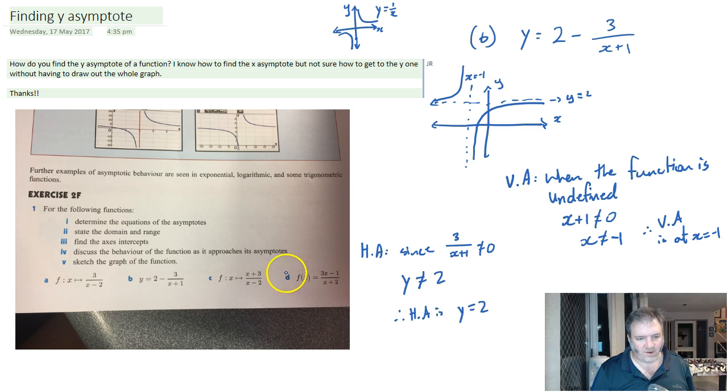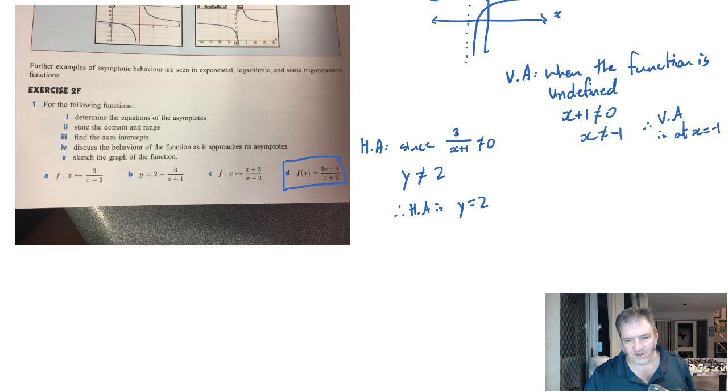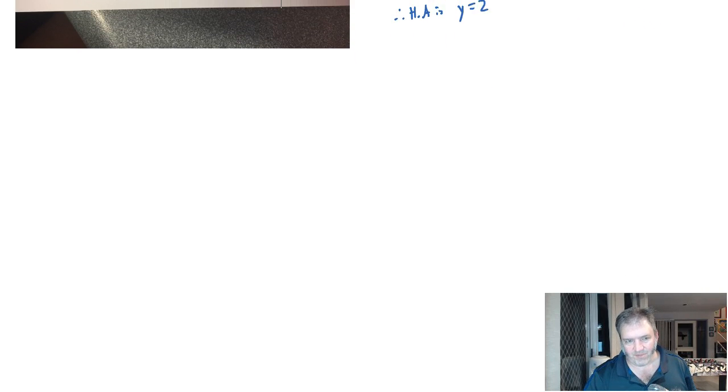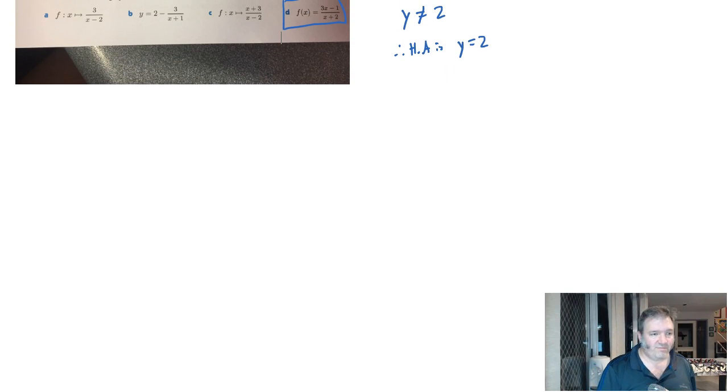Let's have a look at one more of these. Let's have a look at 3x take 1 over x plus 2. And I want to do it a couple of ways because there is the shortcut way and the way that I think gives you a better understanding, at least in terms of being able to picture the graph like we did the first time we went through that one.